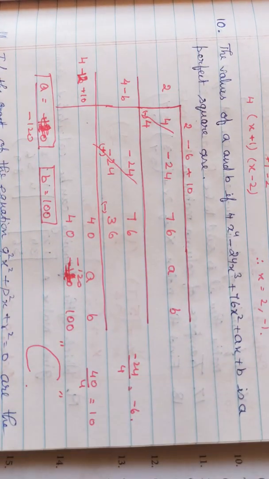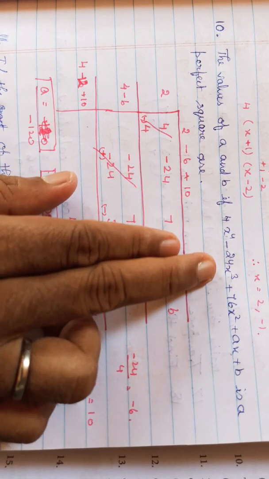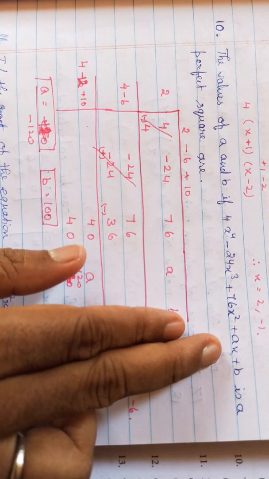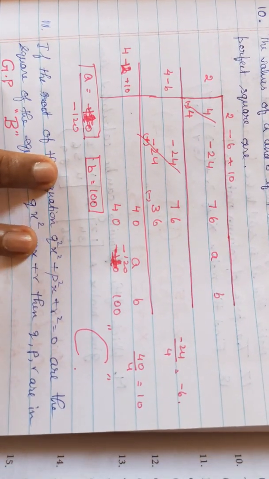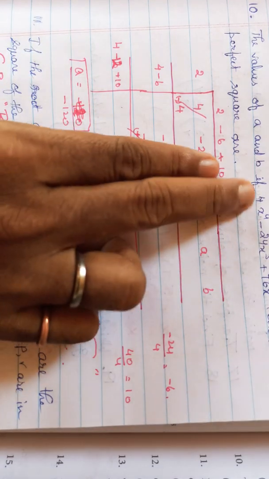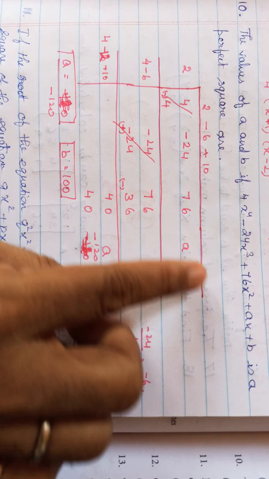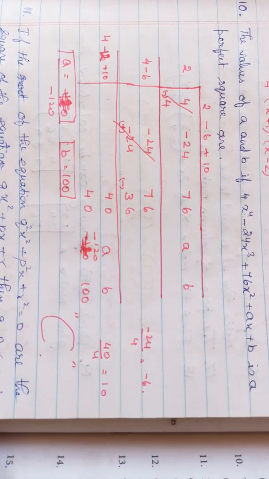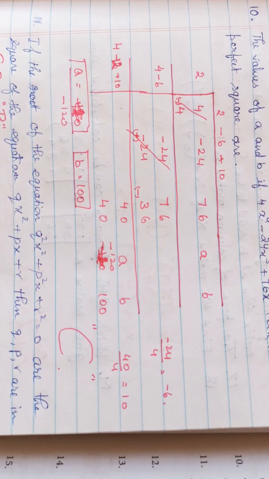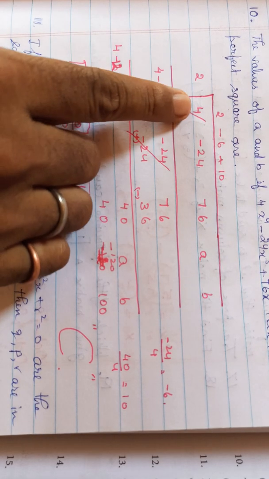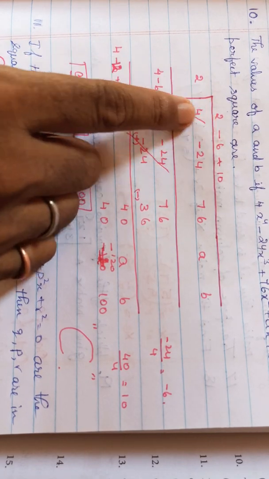Next we are coming to question number 10. Find the value of a and b if 4x power 4 minus 24x cube plus 76x square plus ax plus b is a perfect square. So the best and the cheapest method to calculate this is just write the coefficients given. So what are the coefficients? 4, minus 24, 76, a, b. Okay, this is not a newfound method. In the previous syllabus we were using all this. Okay, so 4, the square root for 4 is 2 into 2. Okay, so 2 into 2 is 4.